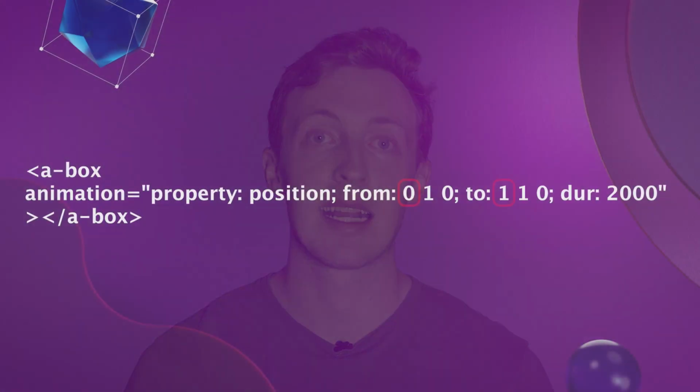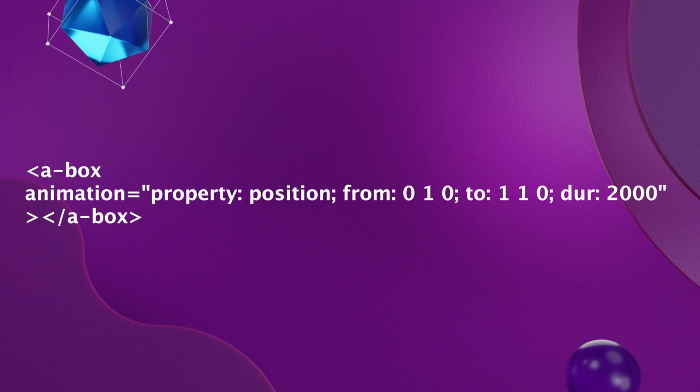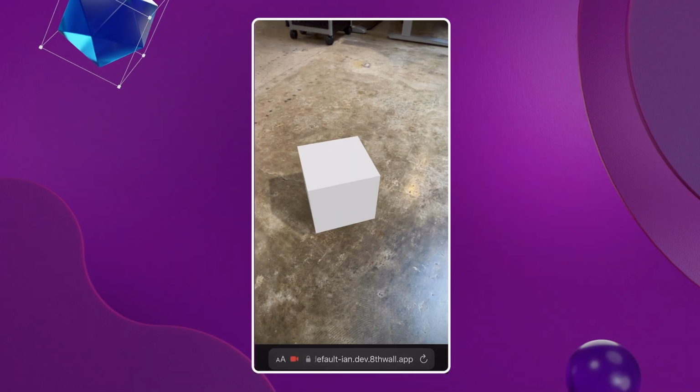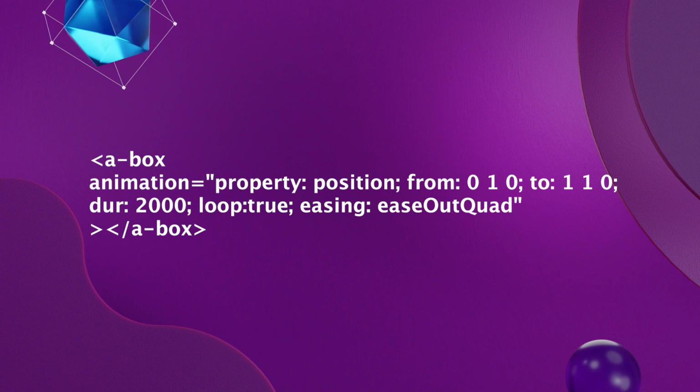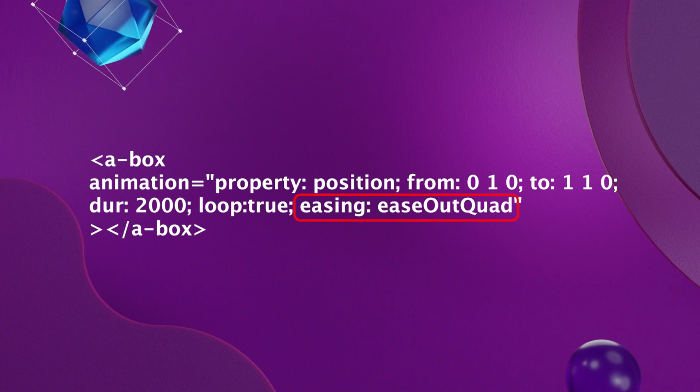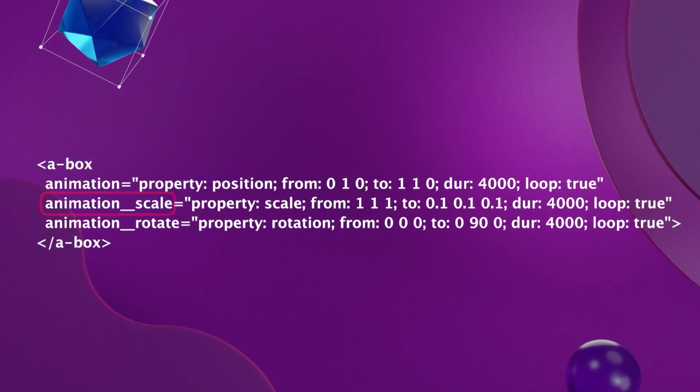Let's create a simple animation that moves the model on the x-axis by 1. This will move your model from 0 to 1 in a 2-second duration. You can also set the animation to loop by adding loop: true, or even adding an easing mode to make the animation slow down at the end: easing: easeOutQuad.